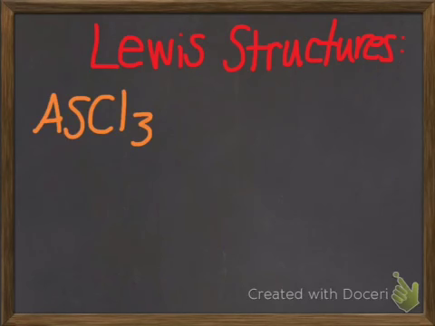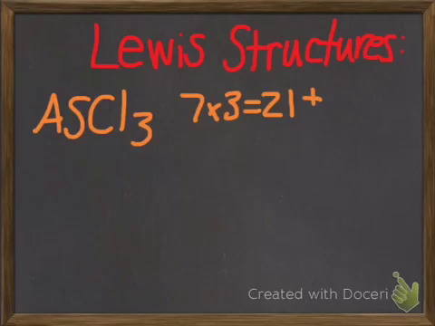So, if we have AsCl3 and look at our periodic table and count across, As has 5 valence electrons and Cl has 7. But we have 3 Cl, so we need to multiply the 7 valence electrons by the 3 we have. So we have 7 times 3 equals 21. And then we need to add the 5 from the As, so plus 5, and we get 26 electrons. Because we only have one As, that will be the central atom with the Cl surrounding it.